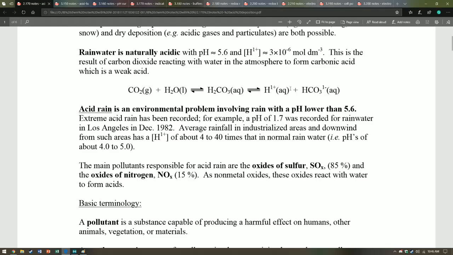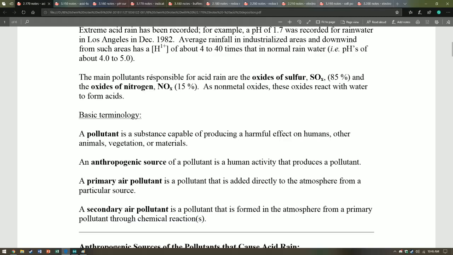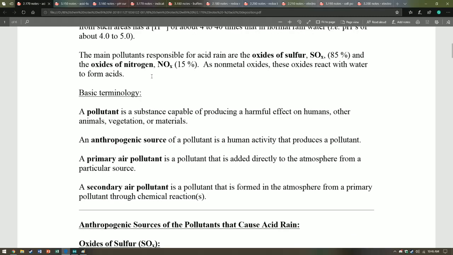And acid rain is an environmental problem with rain that has a pH lower than 5.6. So some of the extremes: acid rain of pH 1.7 was recorded for rainwater in LA in December 1982. And this is an extreme, however, this is obviously pretty bad. For reference, that would be like if it was raining hydrochloric acid, for context. I don't think you'd want that.